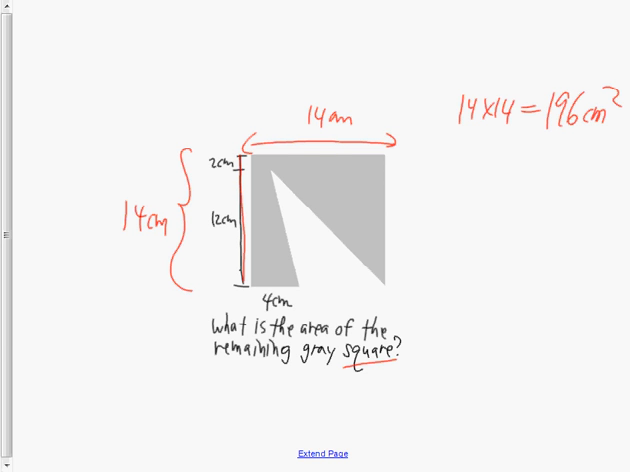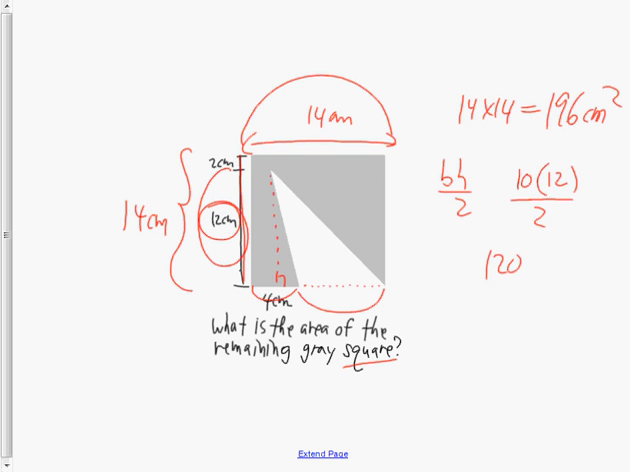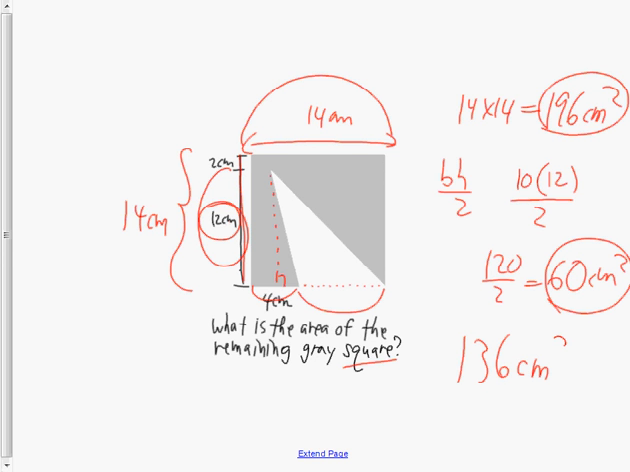But something was cut out, this triangle. Now, the base of this triangle is this red dotted line, right? And since this is 4, and the whole length is 14, this must be 10. So the base of that triangle is 10. And the height is that perpendicular distance to the base, which we've already defined as being 12. So it's 120 divided by 2, which makes the area of the white triangle 60 centimeters squared. So if I take the area of the square, take away the area of the white triangle, and subtract them, I get my final answer, 136 centimeters squared.